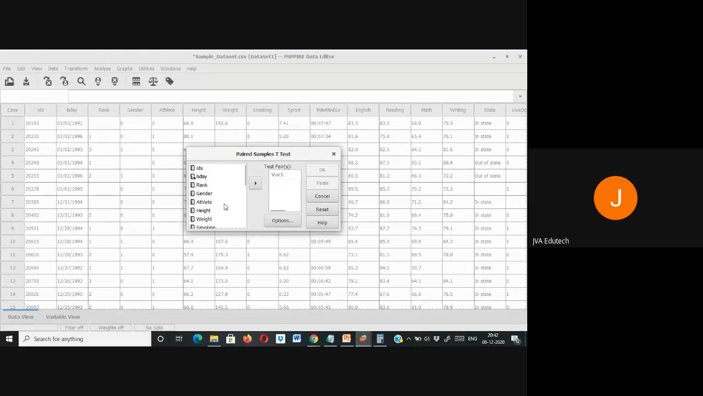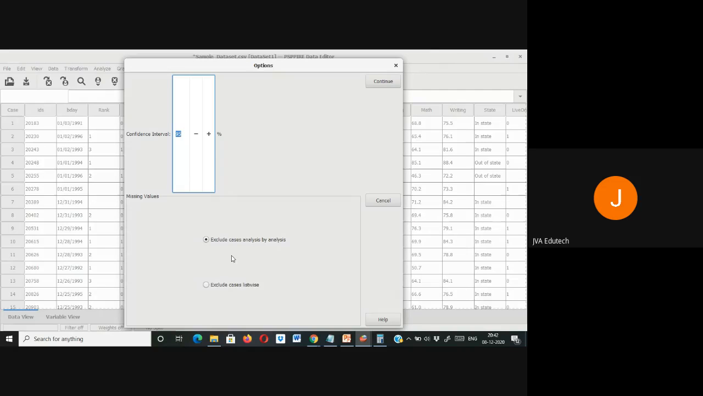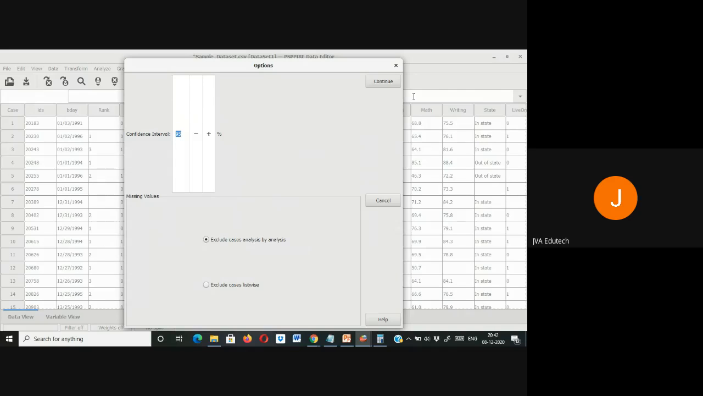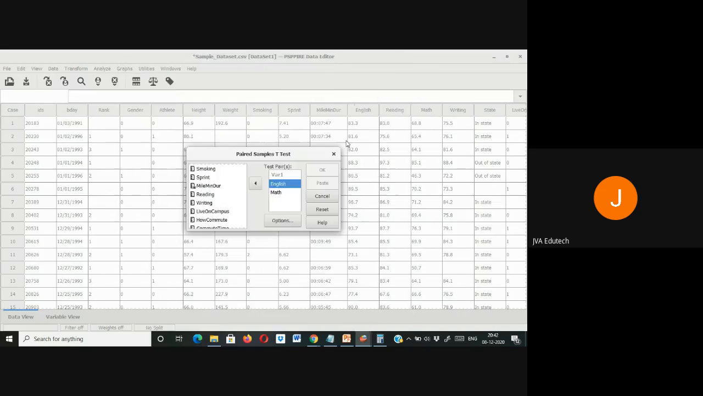And here, the first variable was English, options, leave it, continue. Take the second variable, mathematics. Right? English, continue.